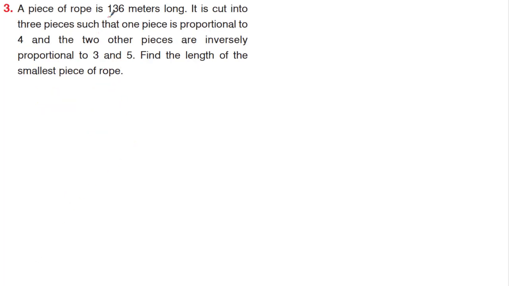A piece of rope is 136 meters long. It is cut into 3 pieces such that one piece is proportional to 4 and the other 2 pieces are inversely proportional to 3 and 5. Let's say the rope is cut into 3 pieces X, Y, Z. If it's proportional to 4, that means it should be 4 times a constant K. And if it's inversely proportional to 3 for Y, that means it will be this constant K over 3. And for Z, it would be K over 5.